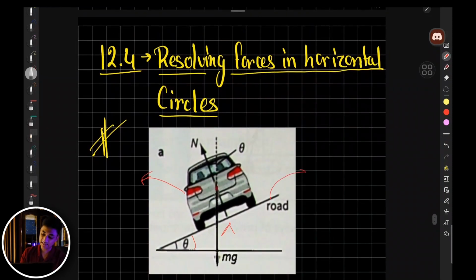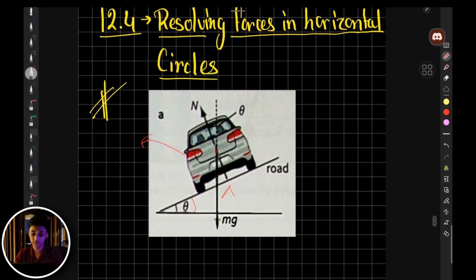Remember, for these cases, it is frictionless. The road does not have any friction for these examples. If you do include friction, you have to figure out the horizontal component for the friction as well, but we are not using the surface with friction for this example. So we're going to be considering only the normal reaction force.